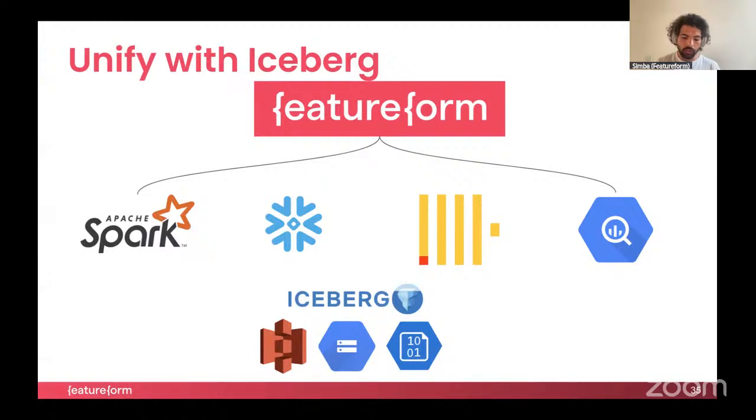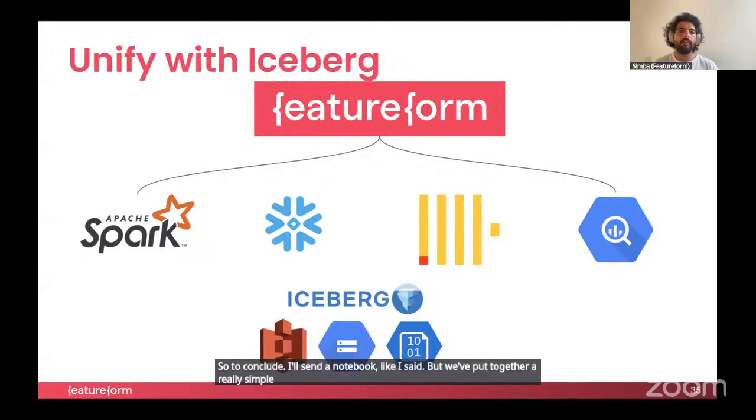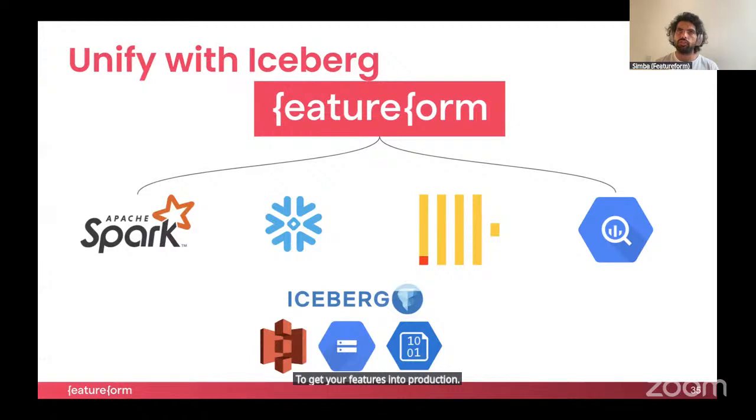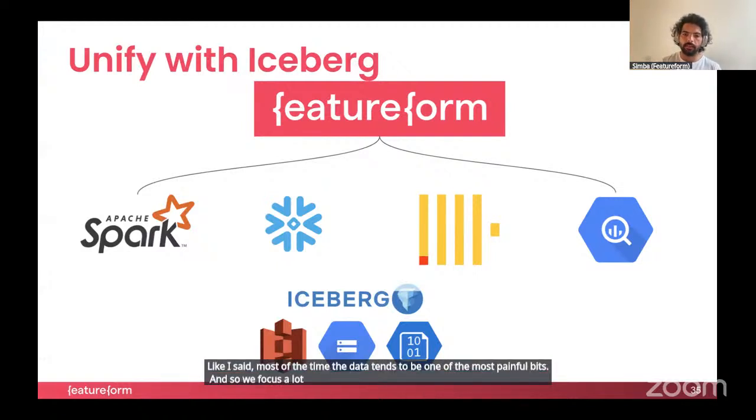So to conclude, I'll send a notebook, like I said, but we've put together a really simple end-to-end example of how to use SageMaker and Featureform together to get your features into production and be able to train and do inference. Like I said, most of the time, the data tends to be one of the most painful bits. And so we focus a lot on the data bits today.